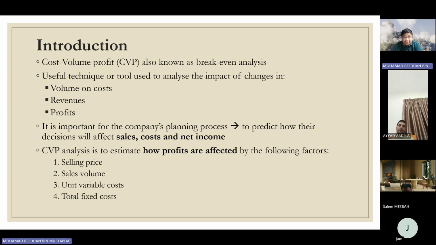So it's a useful technique or tool used to analyze the impact of changes in volume on your cost, revenue, or profits.